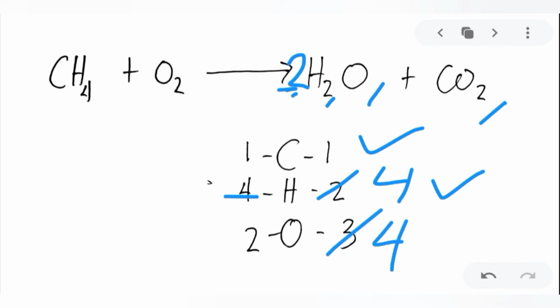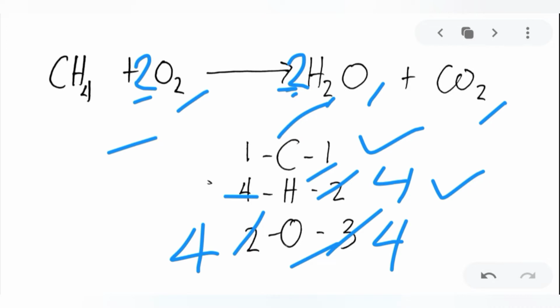And as you can see, it is not balanced. To balance this, furthermore, we have to add 2 here on the oxygen gas on the reactant side. And then that will be 2 times 2 that we have here now for oxygen. So as you can see, we already have the same values for the carbon, hydrogen, and oxygen, on both the reactant and product side. Therefore, this is now a balanced equation.